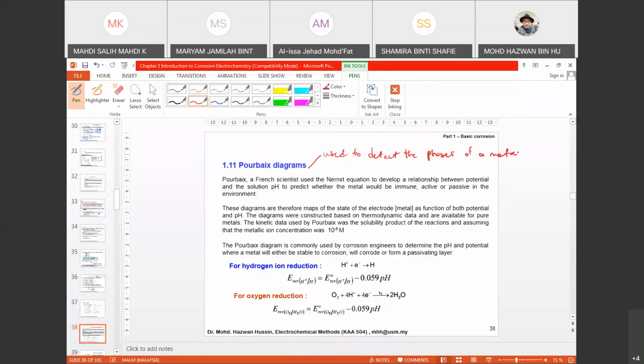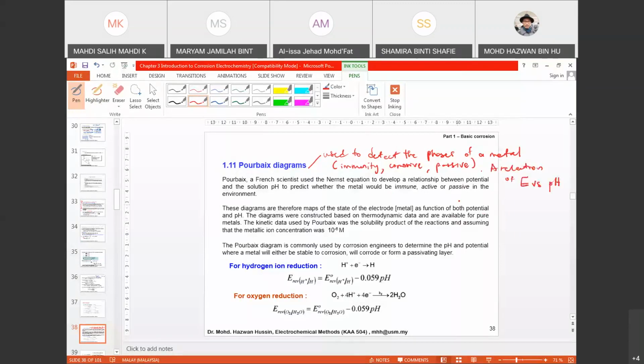In this case, we are talking about metals, whether it will be immunity, corrosive, or passive. Okay, so for Pourbaix, the diagram is actually a relation of potential versus pH.